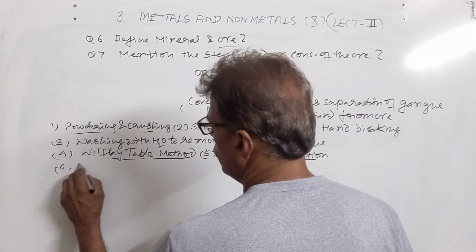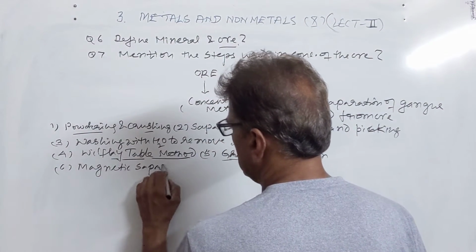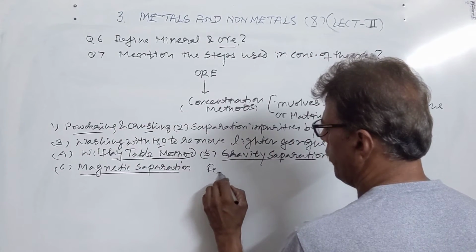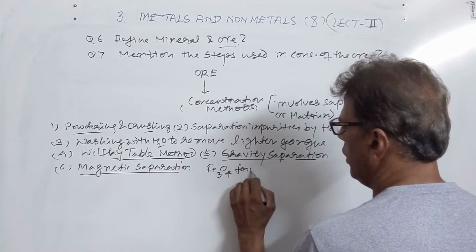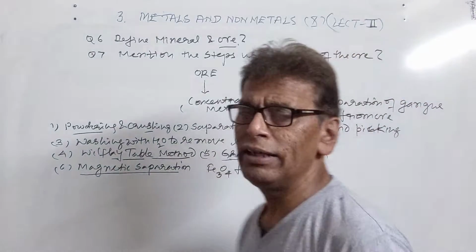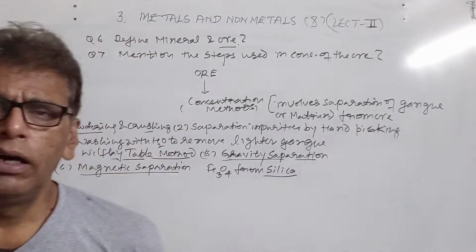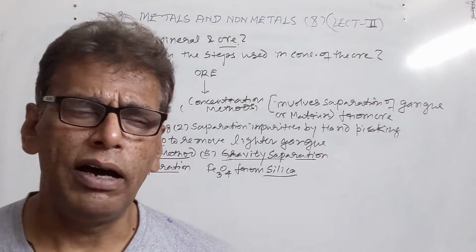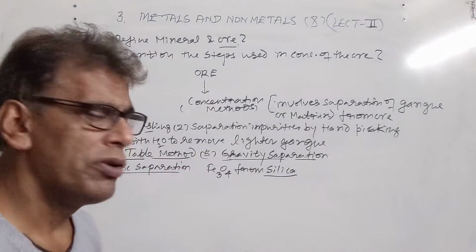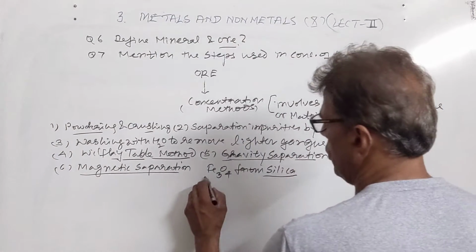Then sometimes we use magnetic separation. This separation is used to separate a magnetic ore, for example iron ore Fe3O4, from silica. It can be separated by running the ore over a magnetic roller and magnetic belt. The magnetic particles, which are iron oxide, fall near the belt, while the non-magnetic impurities fall away from the belt. So these are the methods for concentration of the ore.